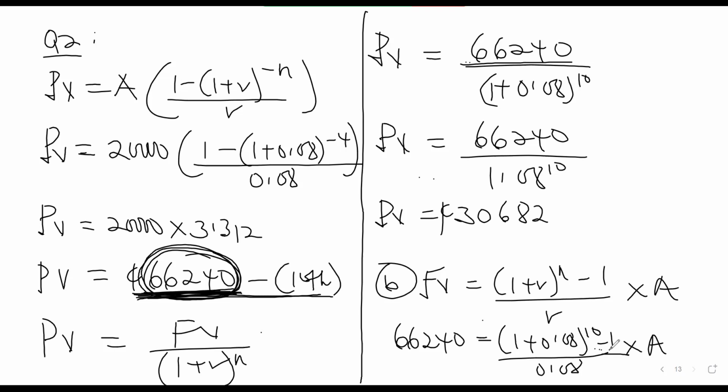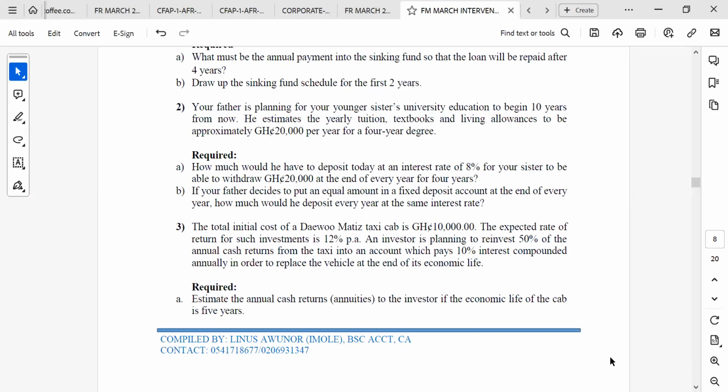Okay, I saw someone saying I should explain the question again. They say your father is planning for your younger sister's university education to begin 10 years from now. He estimates the yearly tuition, textbooks, and living allowances to be approximately 20,000 per year for a 4-year degree. So your sister's education will start 10 years from now. As soon as your sister starts schooling, your father will not put any amount in the account again.